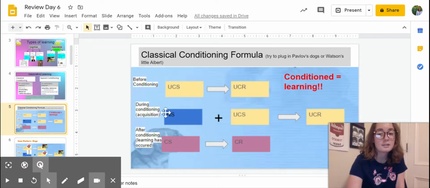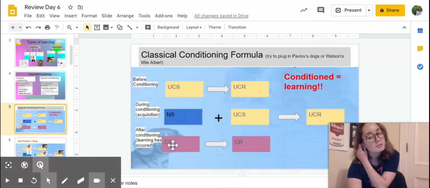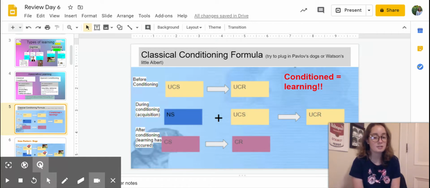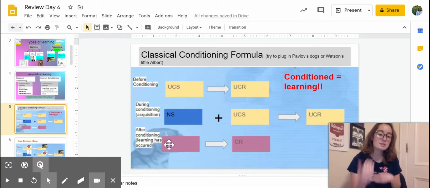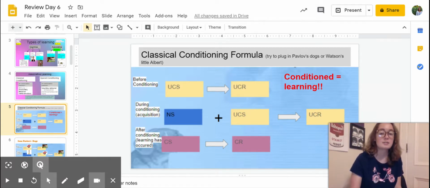But by pairing your neutral stimulus with the unconditioned stimulus that causes and elicits that unconditioned response, once you do that so many times, you then change the neutral stimulus into the conditioned stimulus. And you can think neutral stimulus and conditioned stimulus are the same thing. It just becomes conditioned because we know conditioned means learning. So learning has occurred. And it now changes its name from neutral because it's no longer neutral. It's a conditioned, learned stimulus.